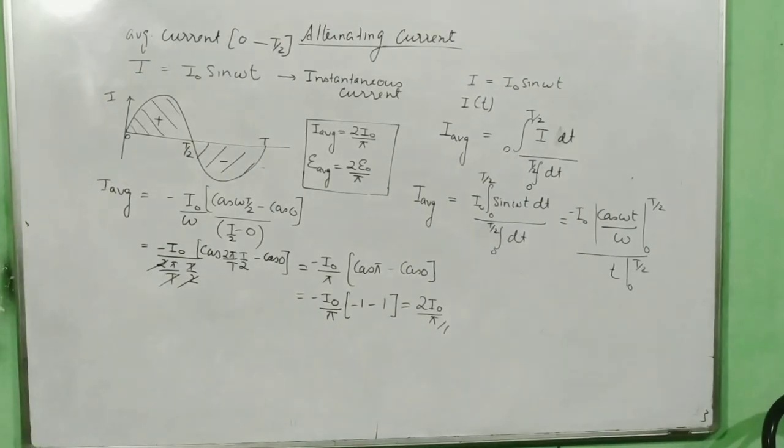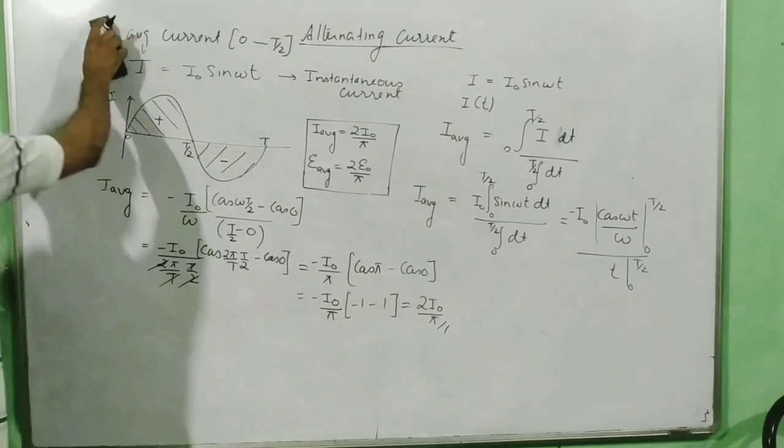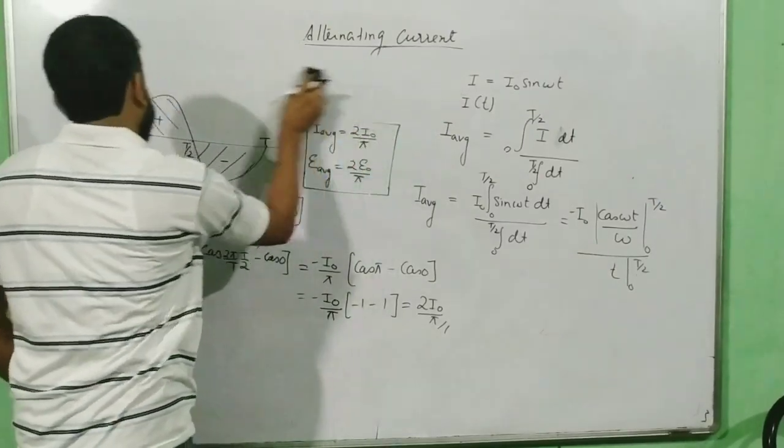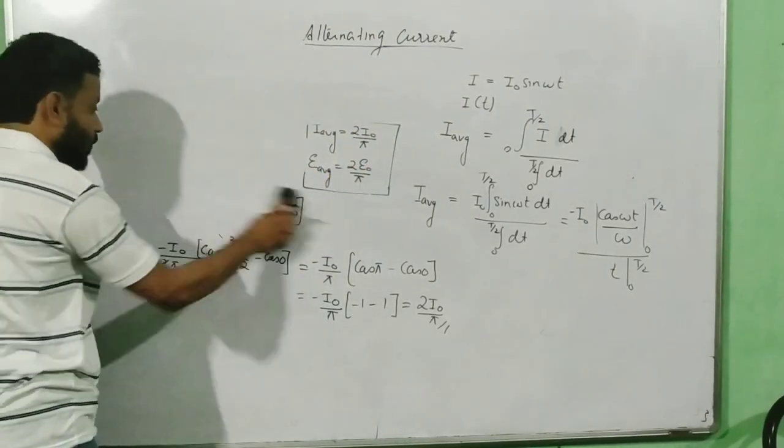Now, moving ahead, what is the next thing which we are going to find? The next thing which we are going to find now is RMS current, root mean square current.